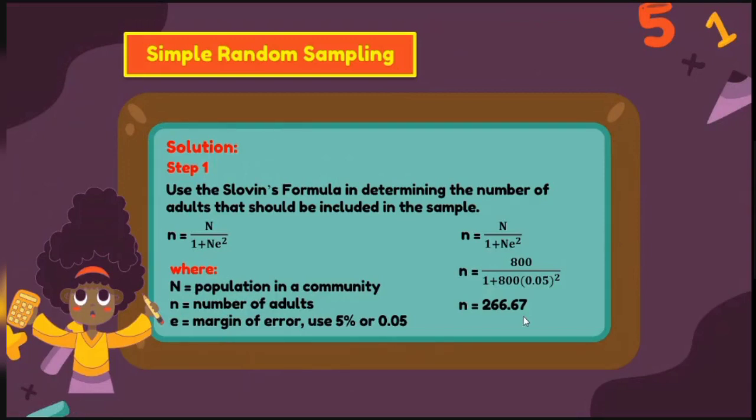So, yung 266.67 is around 267. So, we need 267 adults in this given study or research.